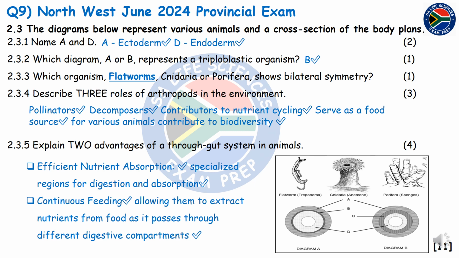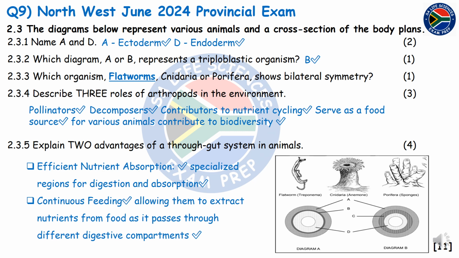2.3.5. Explain 2 advantages of a through-gut system in animals. So, number 1, it allows for efficient absorption and specialized regions for digestion and absorption. So, because the digestive system has a section for absorption, for digestion, for assimilation, etc., this makes digestion more efficient because different parts are specialized for different functions.